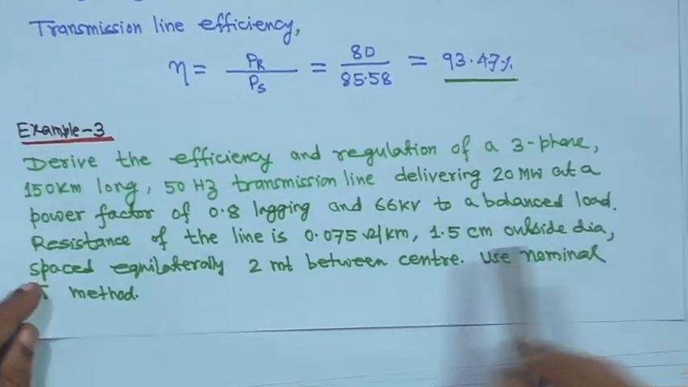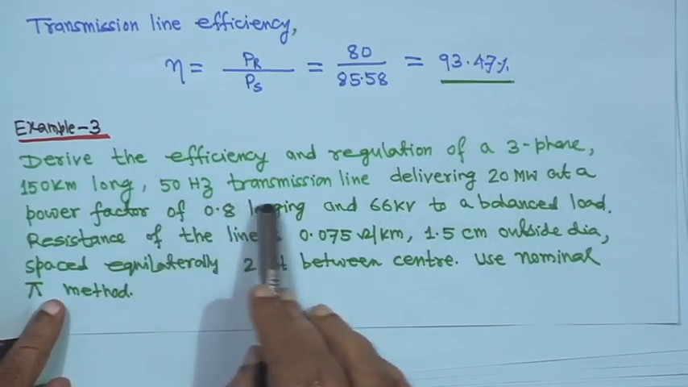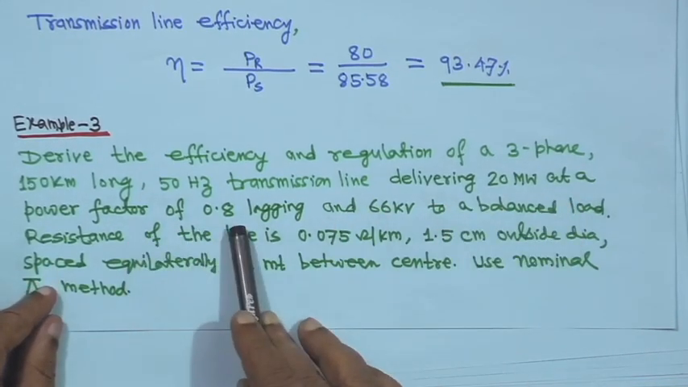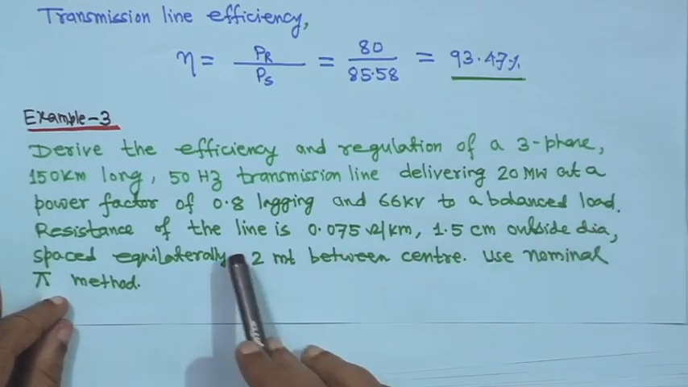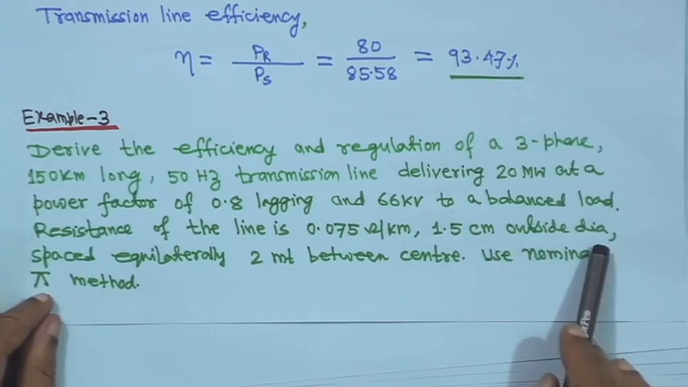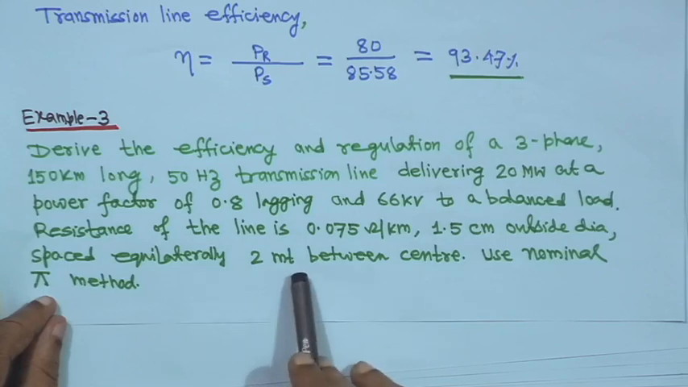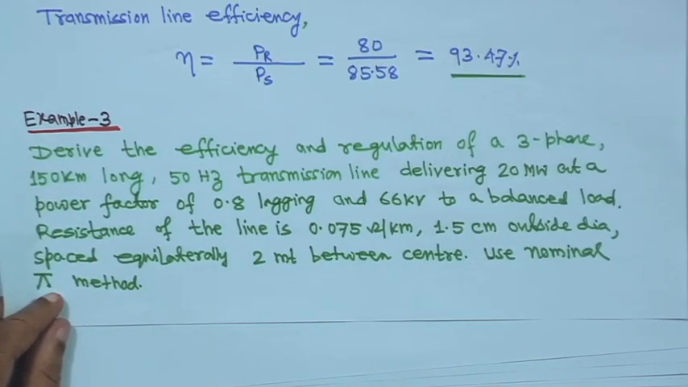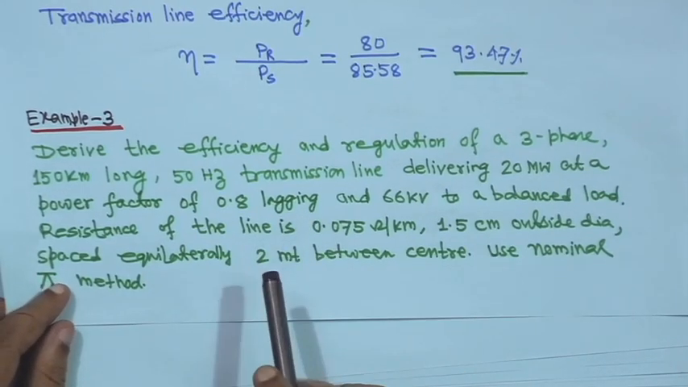Derive the efficiency and regulation of a three phase 150 km long 50 Hz transmission line delivering 20 megawatt at a power factor of 0.8 lagging and 66 kV to a balanced load. The resistance of the line is 0.07 ohm per kilometer, 1.5 cm outside diameter, spaced equilaterally 2 meters between centers. Use the nominal pi method. That means you have to compute inductance and capacitance here, so those formulas are needed. This is the problem given.